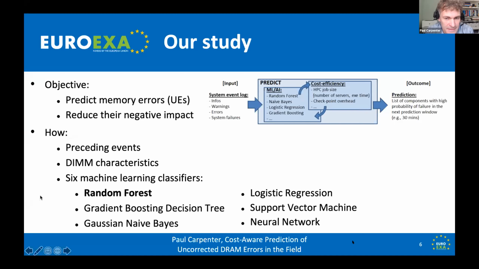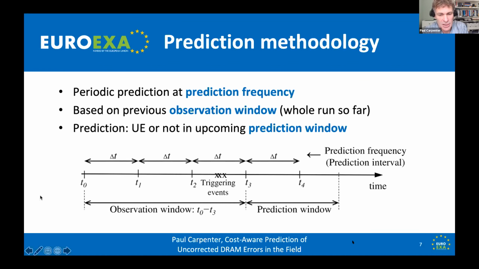So for the prediction, we tried 6 different methods, random forest and others. In the paper, there's some exploration of this, but the best that we found was the random forest. Running the prediction is quite simple, really. We just run it at some prediction frequency. I forget actually what the best prediction frequency was, hourly or something, but some frequency at which you make a decision. You make a prediction based on observing everything in the past up to that point. And then you make a prediction on an upcoming window: is there going to be a UE or not in the next hour, let's say.